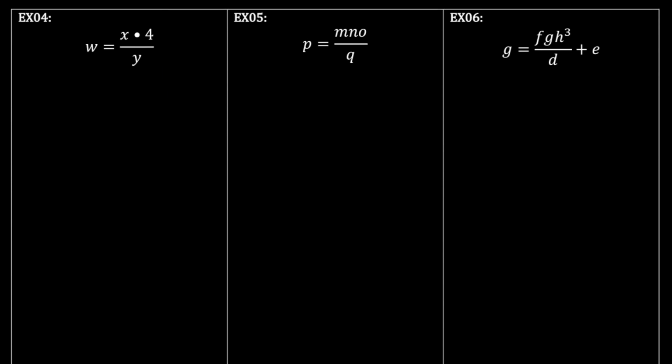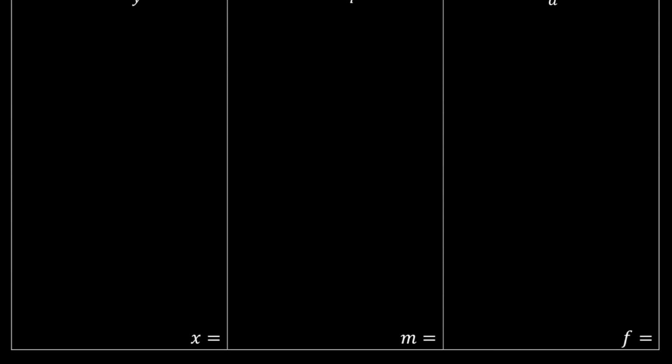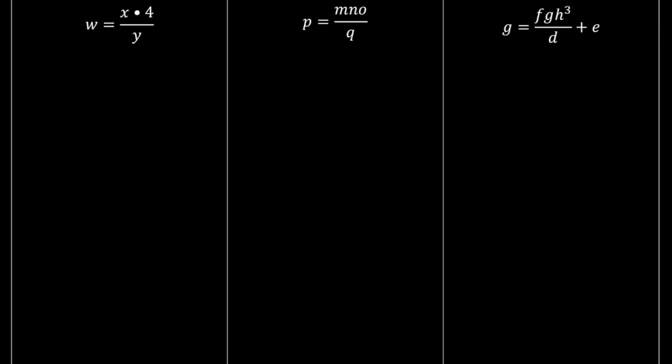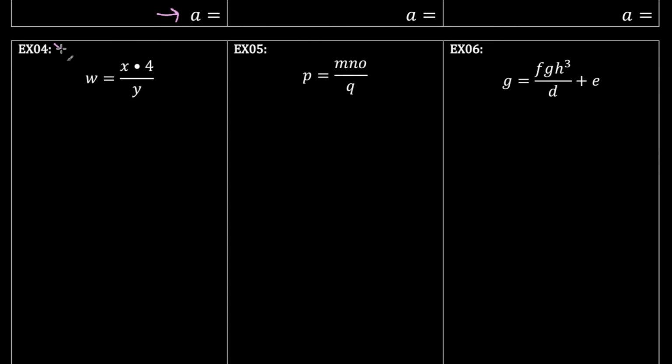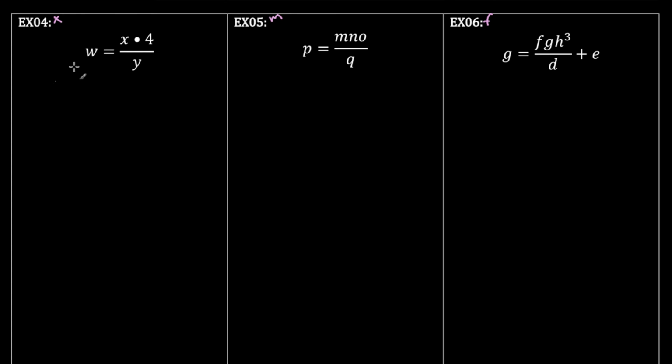All right, so now I'm not going to look for A. So we have X, M, and F. Let me just write that up here. X, M, F. Okay. So I started with X, then I multiplied by 4, I divided it by Y, and then I got to W.